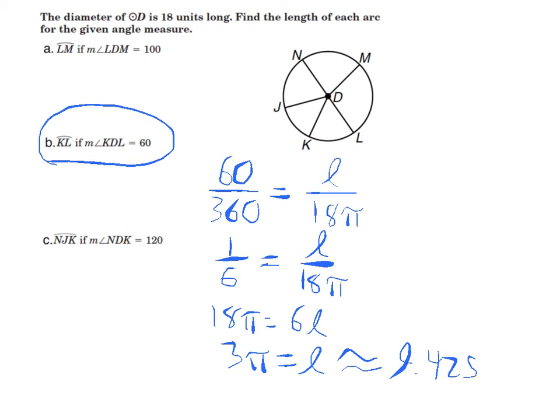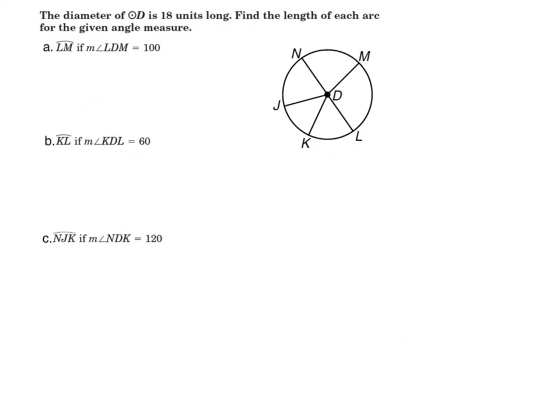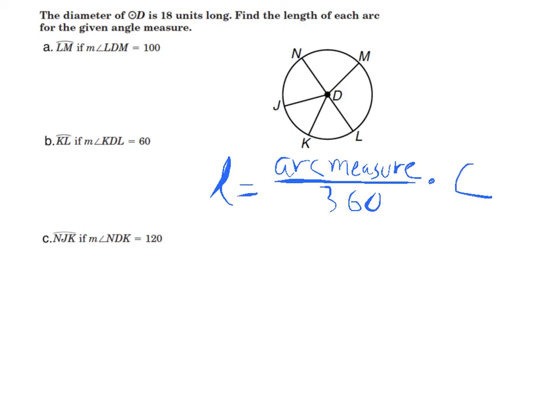We're going to do this one using the other formula. Our other formula was that arc length, L, was equal to arc measure over 360, that was our fraction, times the whole circumference. Because I don't want the whole circumference, I want a fraction of it. And so let's look at this example with this version of the formula.